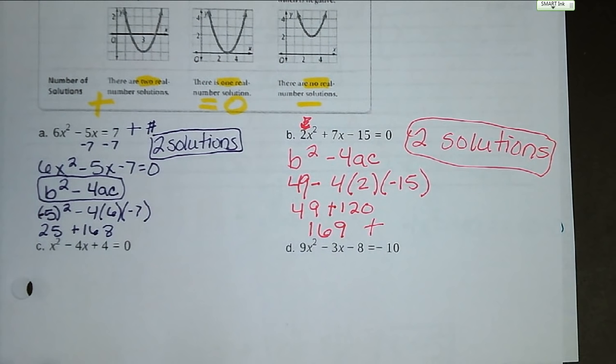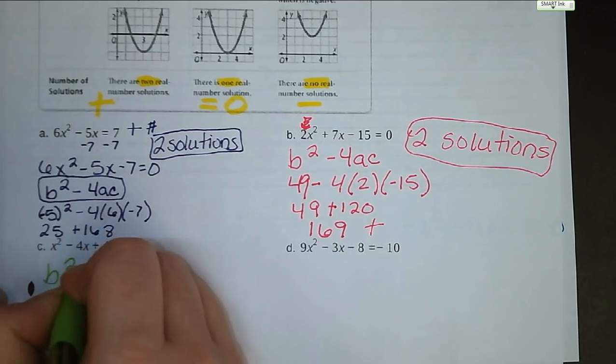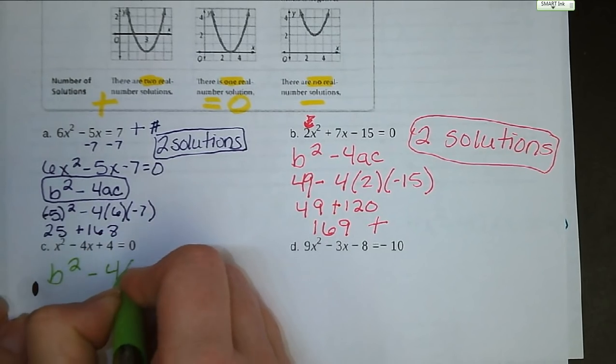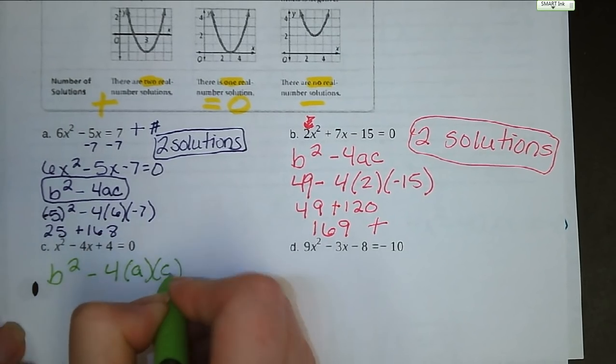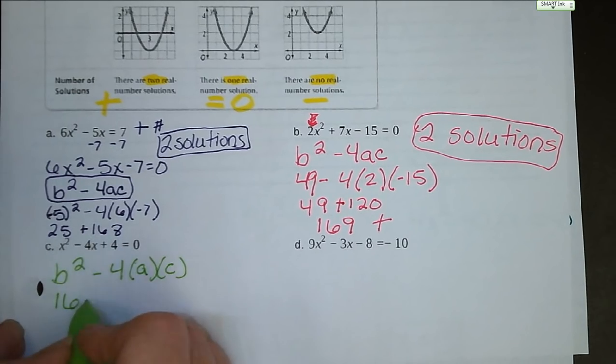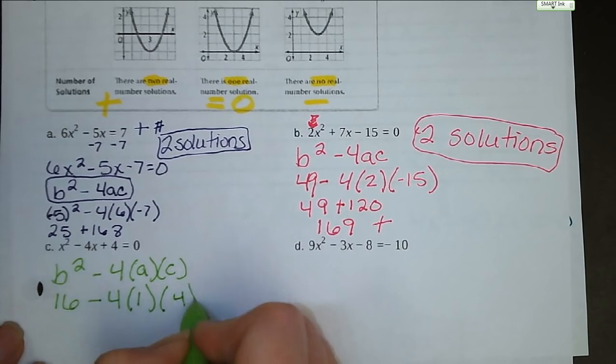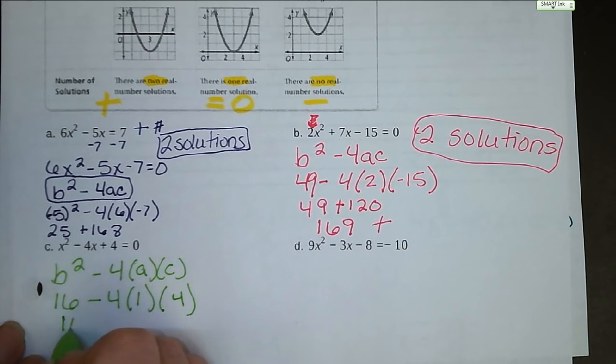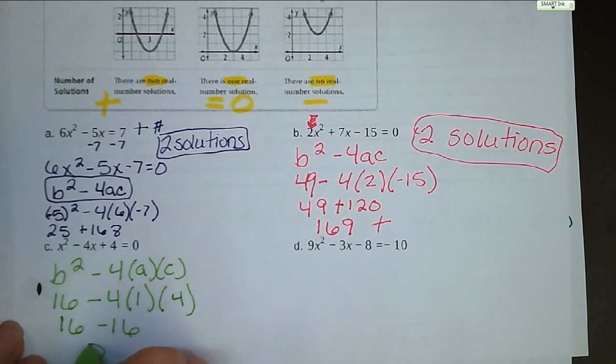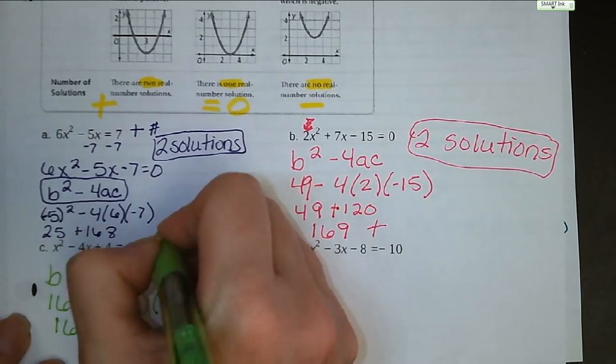Letter C, x squared minus 4x plus 4. This is already in standard form because it's equal to 0. B squared, so negative 4 squared is 16 minus 4 times 1 times 4. Well, 16 minus 16 is 0, so it is 1 solution.